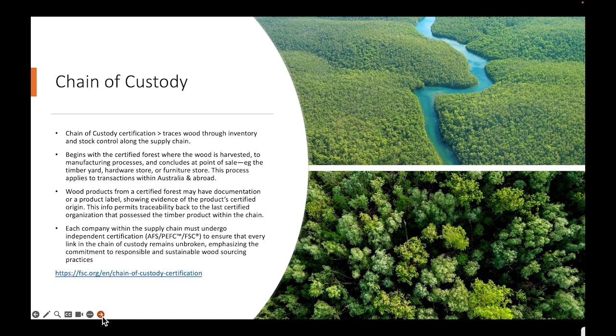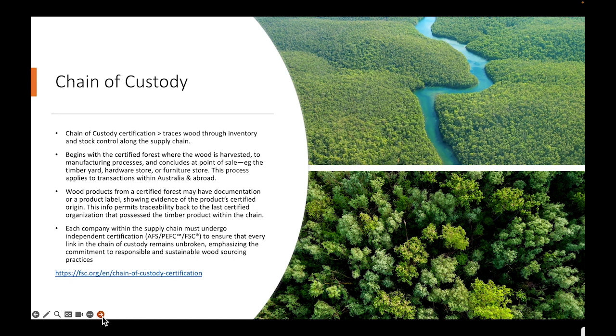The certification process begins with the forest where the wood is harvested right through to manufacturing, and it concludes at the point of sale. For example, the timber yard, hardware store or furniture store may all be certified as part of this chain of custody. The process not only applies to timber and forests in Australia, but also abroad. So there's an international body that looks after all the forests around the world and how we protect our forests.